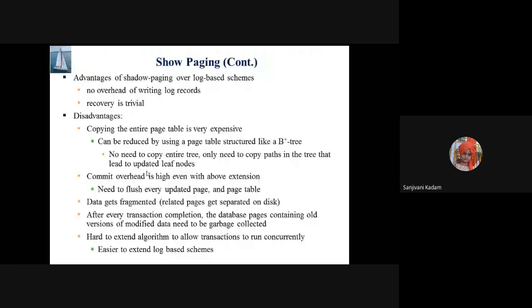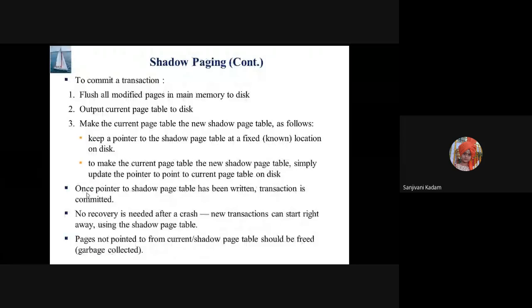Here we flush all modified pages in main memory to disk. It means whatever the buffer contents are, we write back to the disk. Output the current page table to the disk; whatever the current page table is, that is also written to stable storage. Then make the current page table the new shadow page table. How can we do that?